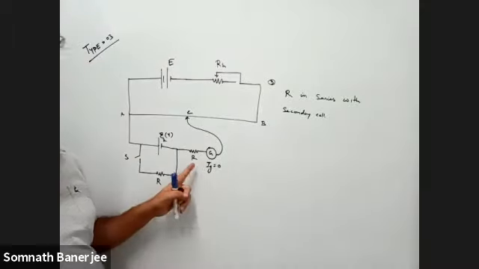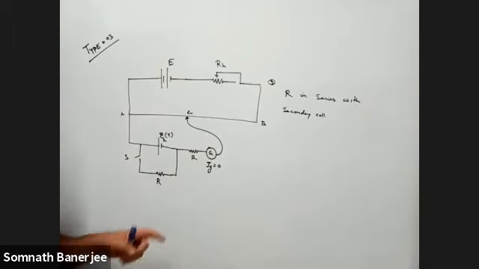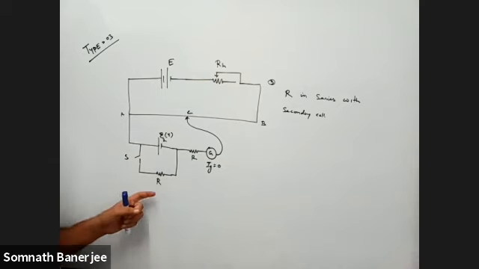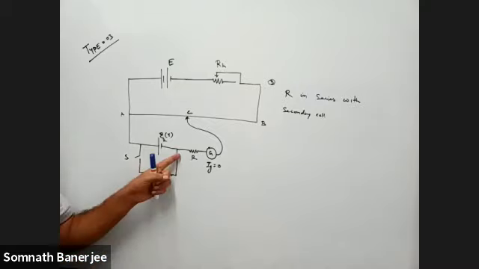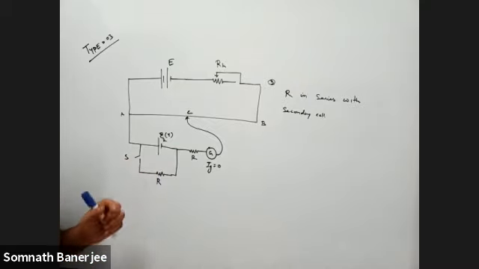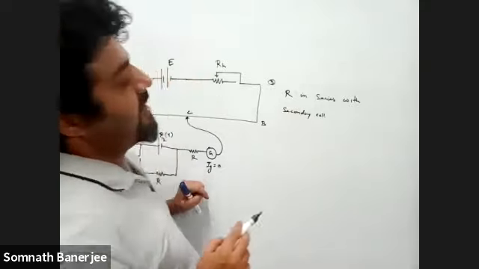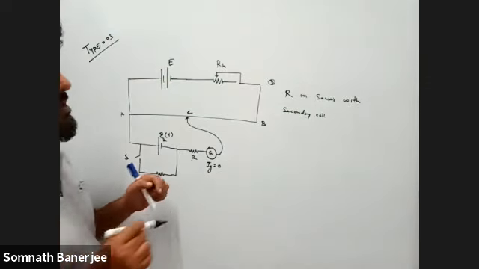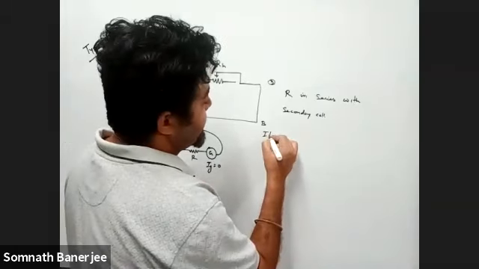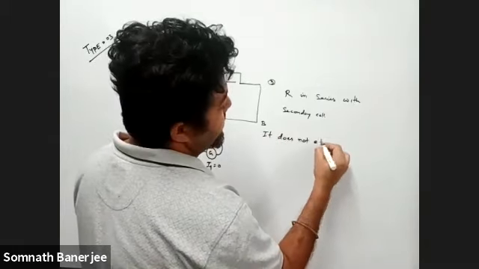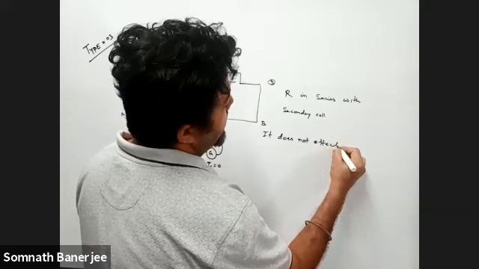Look, this R, I have connected one in parallel and one in series. Right now we talk about the series one, after this we will do the parallel one. So if we connect a resistance in series with the secondary cell, what will happen? It does not affect. So what we can say is, if R is in series with a secondary cell, it does not affect the balancing length.